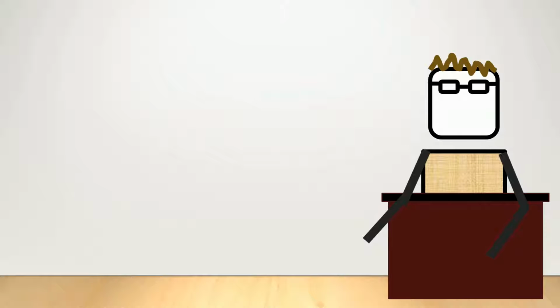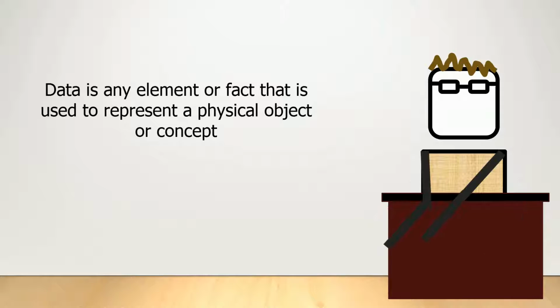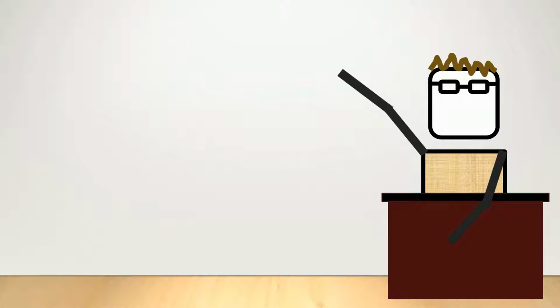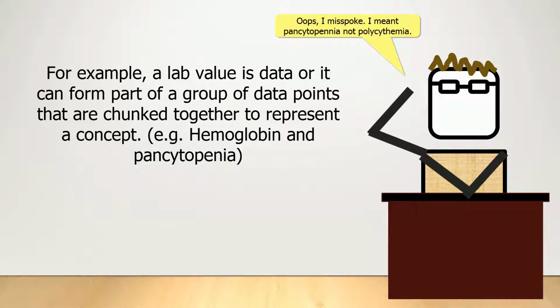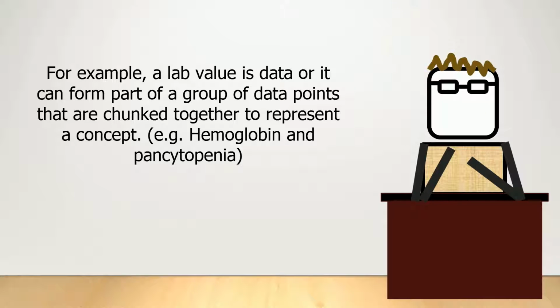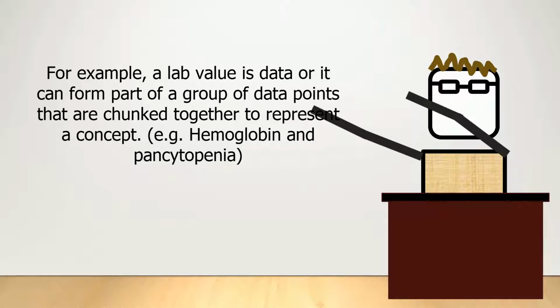What is data? Well, this is any element or fact that is used to represent a physical object or concept. A hemoglobin level is a piece of data. Similarly, a chunk of data, such as pancytopenia, can represent a variety of different concepts, including a low hemoglobin, low white blood cell count, and low platelet count, all within one statement.